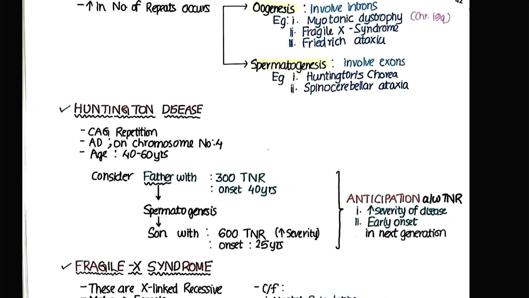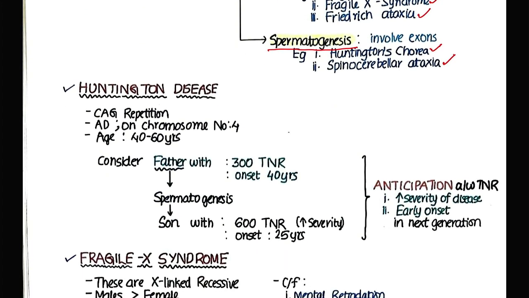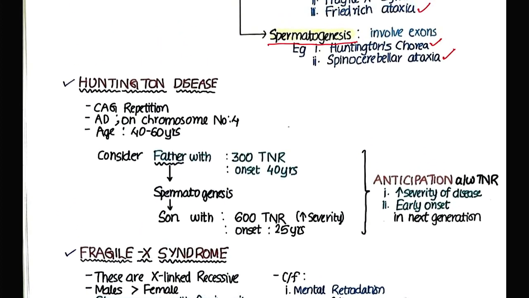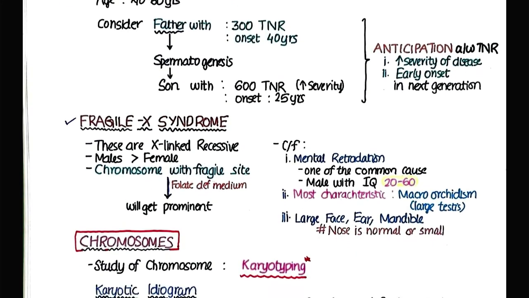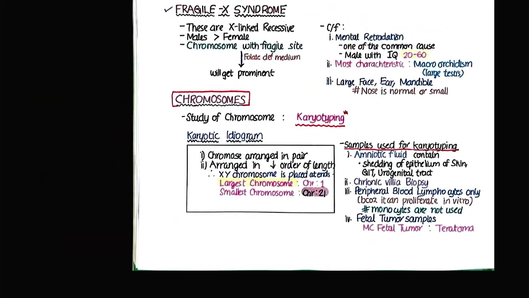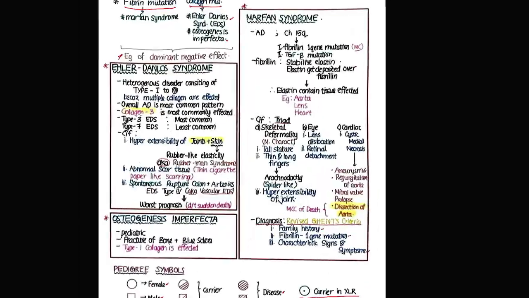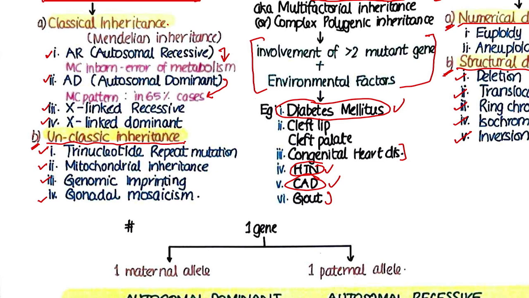Examples: Huntington's, spinocerebellar ataxia, myotonic dystrophy, Fragile X syndrome, Friedreich ataxia. Don't stress over this too much. Huntington disease and Fragile X, these are the examples of trinucleotide repeats that need to be remembered. Again, Huntington and Fragile X, trinucleotide repeats. Right, these are the four unclassical forms of inheritance. Right, we have studied trinucleotide repeats, mitochondrial inheritance, genomic imprinting.